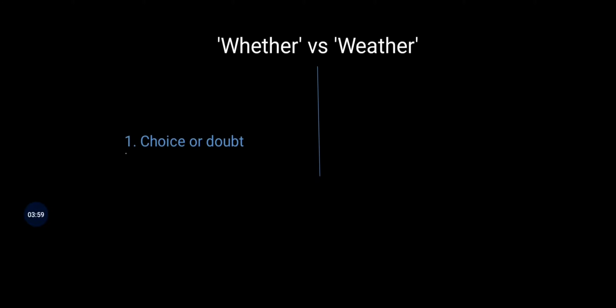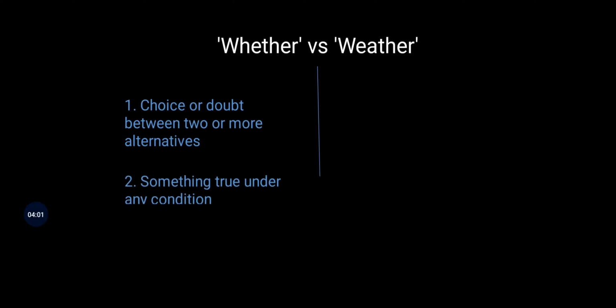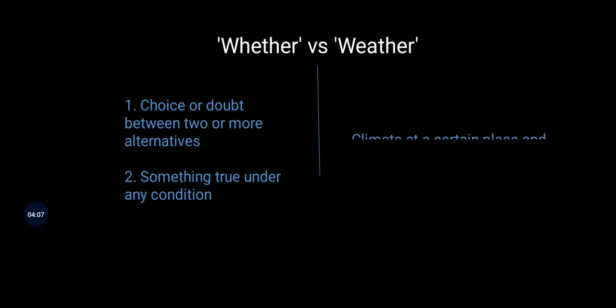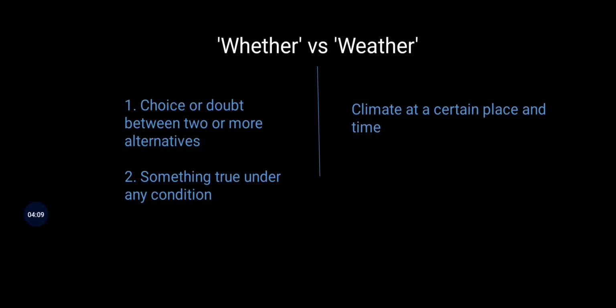So with whether there is another weather too. So what's the difference? I know very well that you all are aware of the difference, but when we go on writing, we tend to overlook this difference. So just to drive home this point, I am covering this. So whether, as we have seen, is choice or doubt between two or more alternatives, or something true under any condition, that is whether or not. On the other hand, weather is climate at a certain place in time.